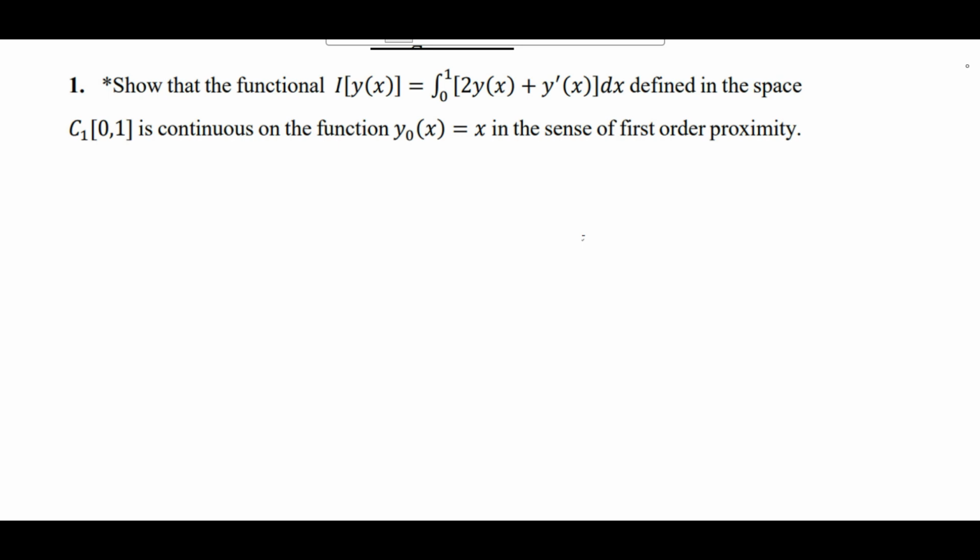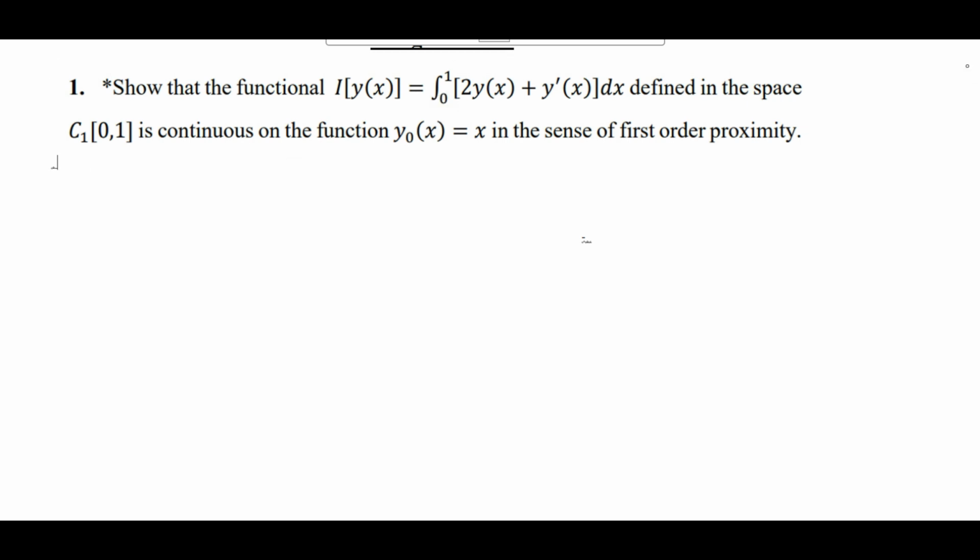2y(x) plus y dash dx, defined on the space C1 of the interval 0 to 1, which is the collection of all first order continuous differentiable functions, is continuous on the function y naught of x equal to x in the sense of first order proximity. So before proving this statement, we have to clarify the concept.